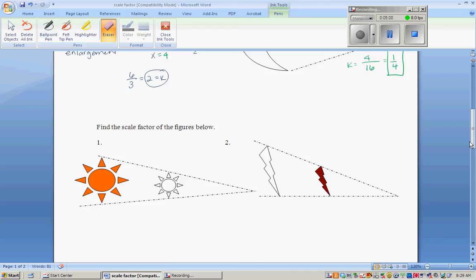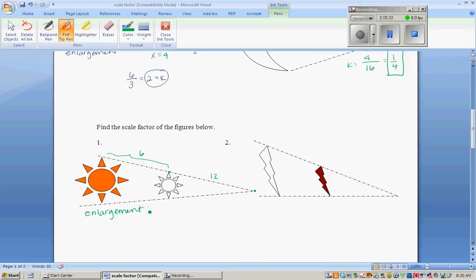Let's assign some values to these suns. We want this length to be 12, so that's going from the tip of the sun to the vanishing point. And this little piece here is going to be 6. Again, it looks like this little part here is half as big, but you have to take the whole distance into account. First of all, enlargement or reduction? Enlargement.